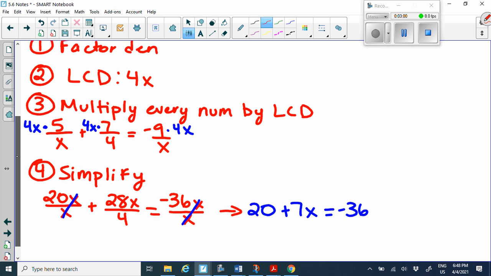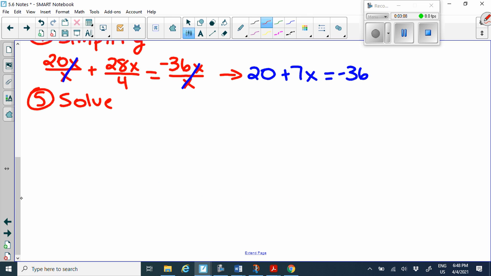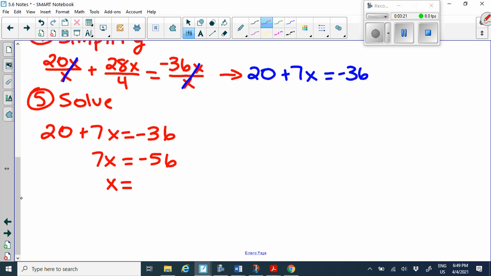Now, my last step is basically to solve. So I'm going to take my 20 plus 7x, and I just solve for x there. So I'm going to move my 20 over, subtracting it, so I get negative 56. Divide both sides by 7, so I get negative 8.